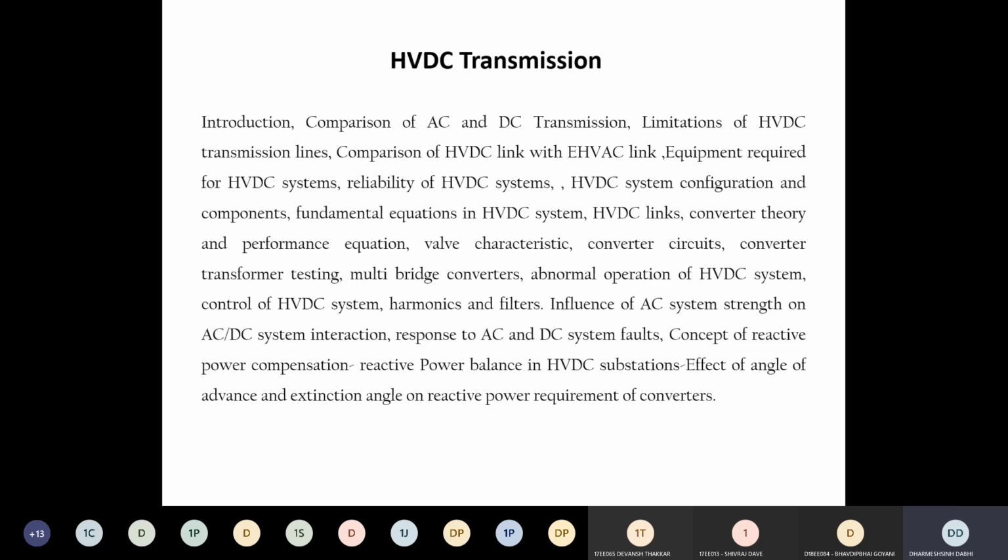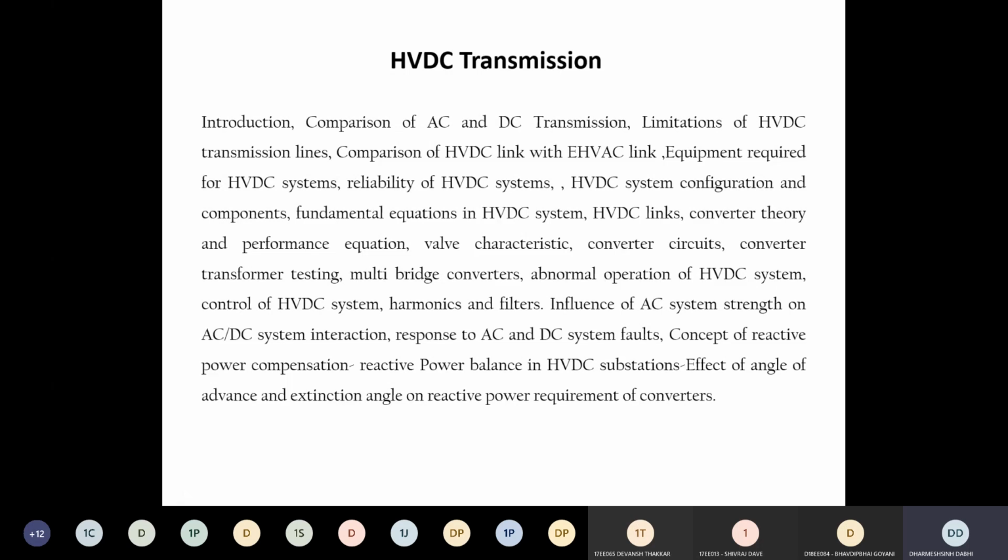Then what are the responses to AC-DC system faults? Sometimes a fault happens in the AC lines or sometimes in the DC lines. So what is the response of HVDC lines against this type of problem? Then finally we understand the concept of reactive power compensation and reactive power balance in an HVDC substation. Then the effect of angle of advance and extinction angle. This is the detailed theory of converters that we will study in the next lectures. So this is an overview of the syllabus of HVDC transmission.